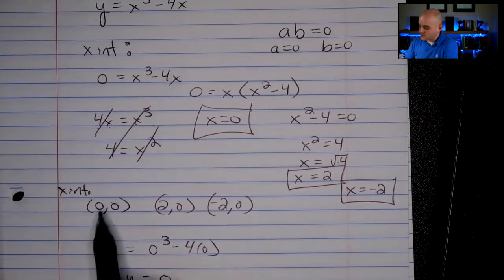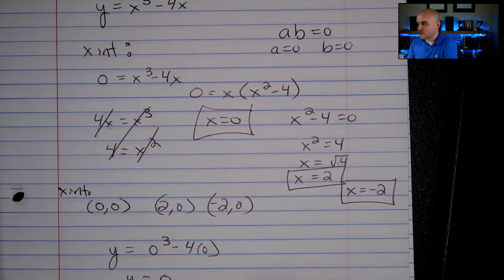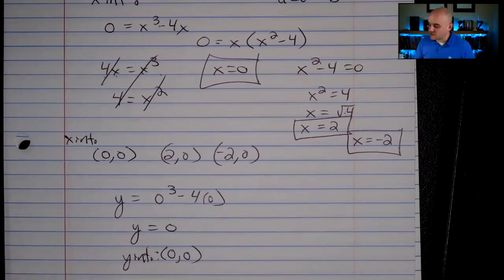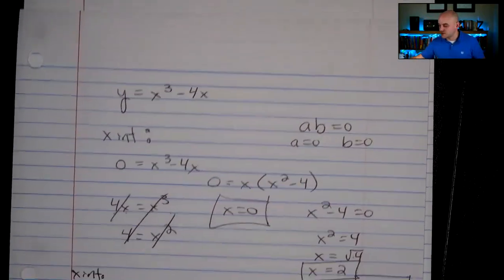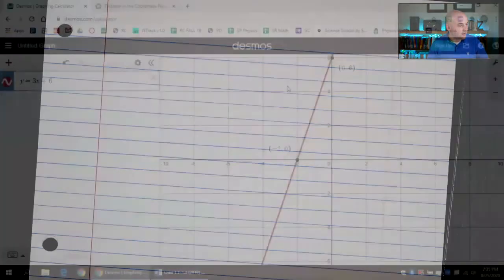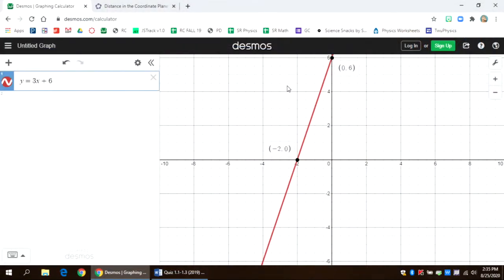We could have seen it right here. When x is 0, y is 0. All right, so those are my two intercepts. I do want to take you back over to Desmos so we can get used to seeing how you get 3 x-intercepts there. So I want to be able to see what that looks like in Desmos. So let's come over here and type in that equation. x cubed minus 4x.